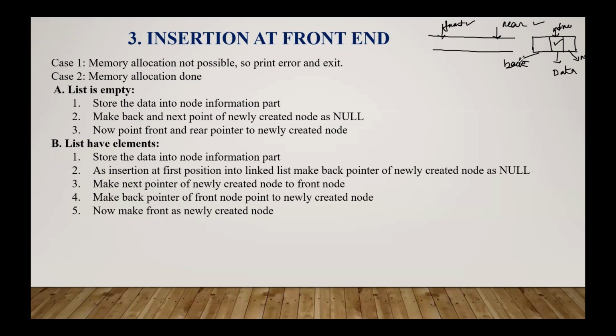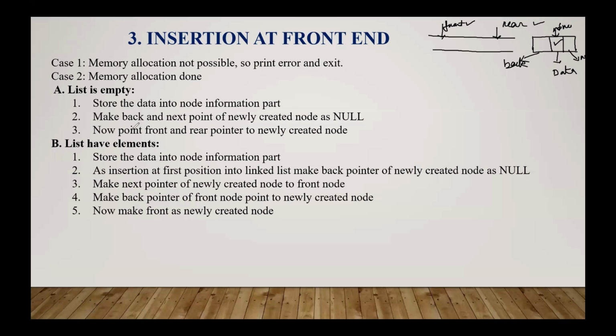The first part is the address of the previous node. The second one stores the information or data we want to store inside the queue. The third one is the address of the next node. Whenever memory allocation is done, there are two cases: the list is empty or the list has elements. Empty means right now our queue has no information.